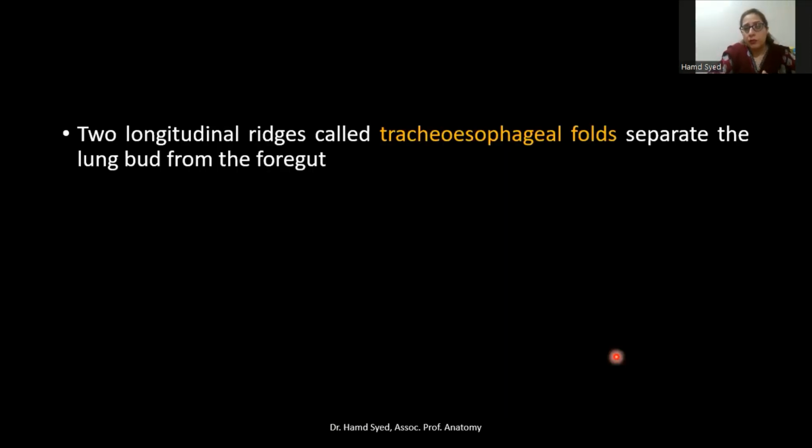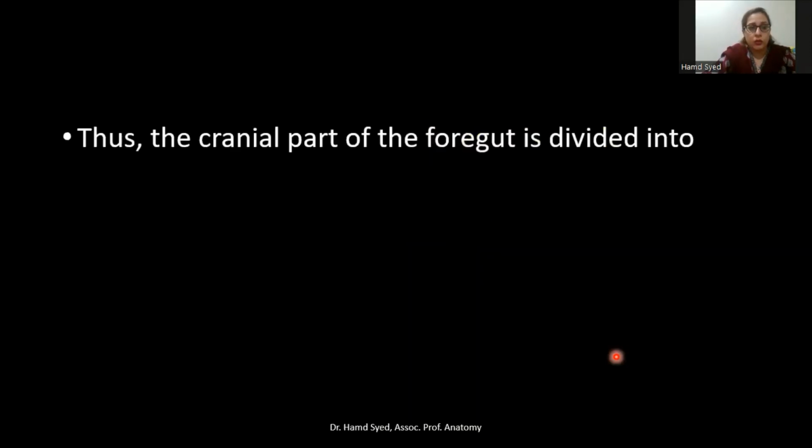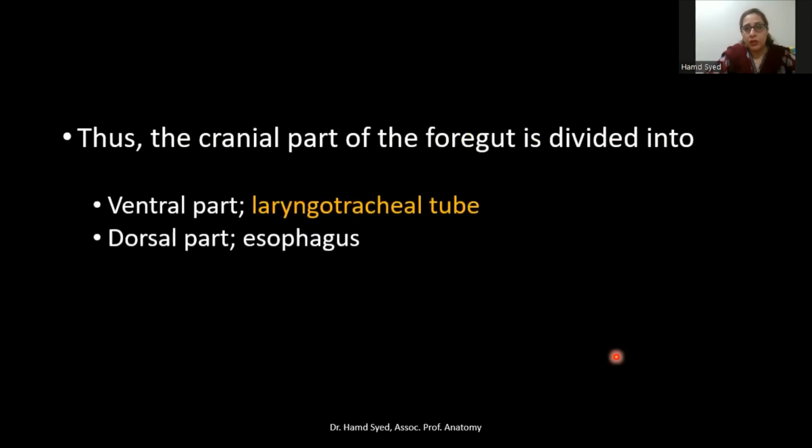So when this respiratory primordium appears from the foregut, it is separated from the remaining part of the foregut by 2 longitudinal ridges known as tracheoesophageal folds. These folds will move towards each other and will unite or fuse and form a tracheoesophageal septum, completely separating the trachea, which is going to be from the anterior part of the foregut, from the esophagus, which will be derived from the posterior part of the foregut. So the cranial part of the foregut is divided into these 2 regions. The ventral part is the laryngotracheal tube, which will form the larynx and trachea, and the dorsal part is the esophagus.